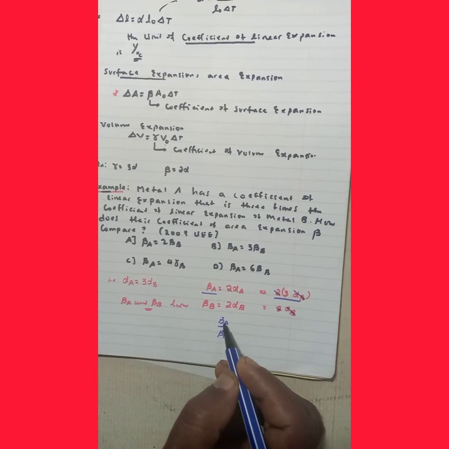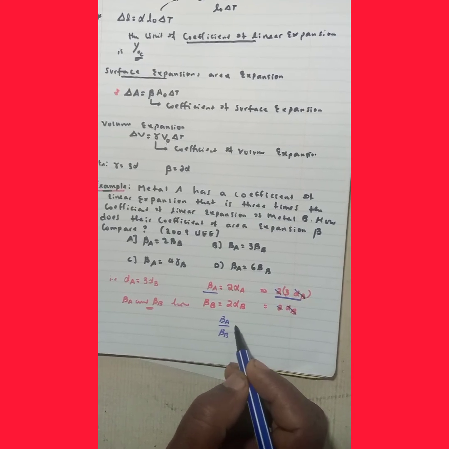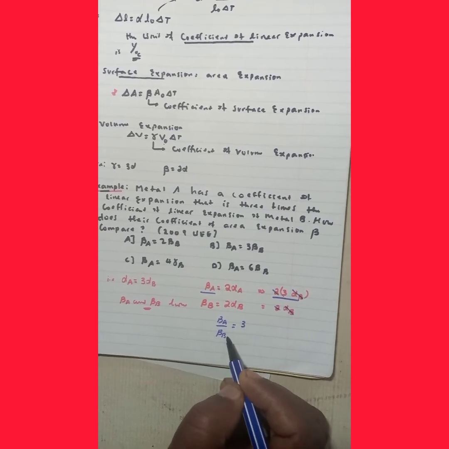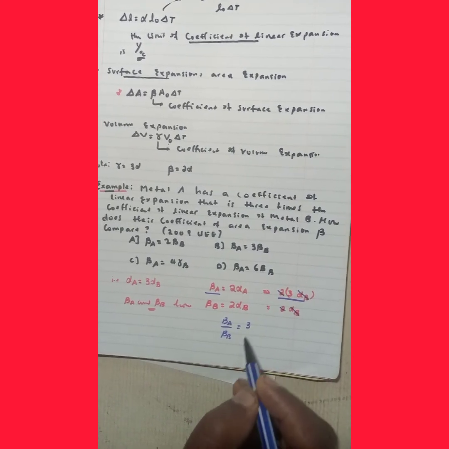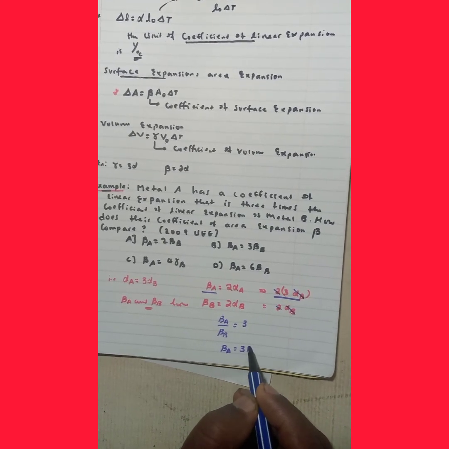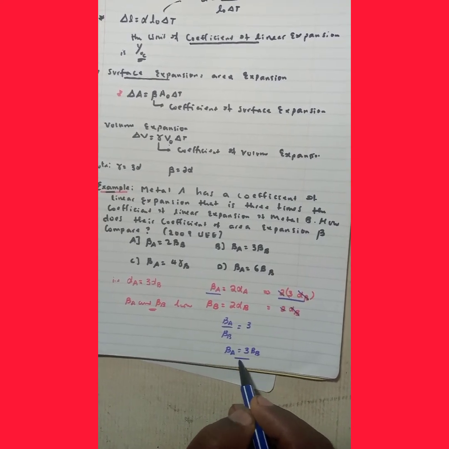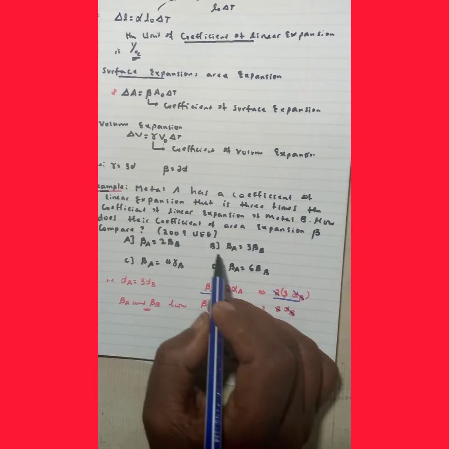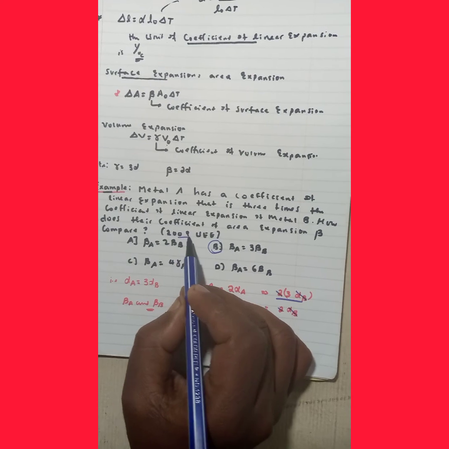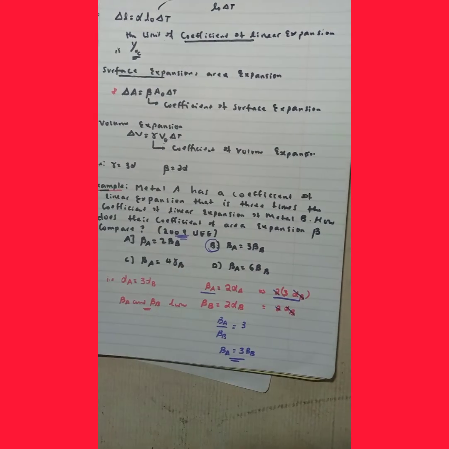then we have beta of A over beta of B, which is surface expansion of A divided by surface expansion of B, equals 3. If we take this to the right, then beta of A equals 3 times beta of B, then choice B is the right answer. This is taken from the 2009 entrance exam.